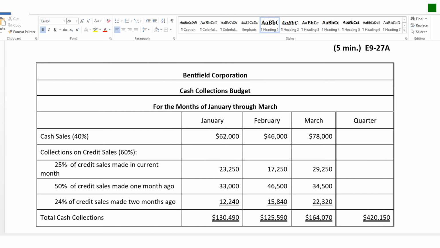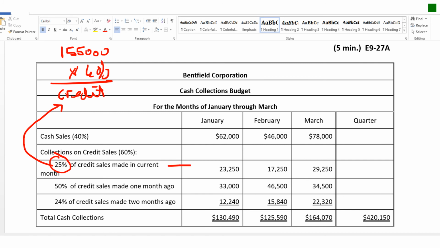So the rest of it, so in other words, the 155, let's go back. If you were to multiply that by 60%, then that's going to give you your credit sales. And then if you follow the collection pattern, the pattern said that you collect 25% of the credit sales in the current month. Once you multiply by that 60%, you then take that 25% and multiply it by whatever those credit sales are. That's where they're going to get the 23,250.